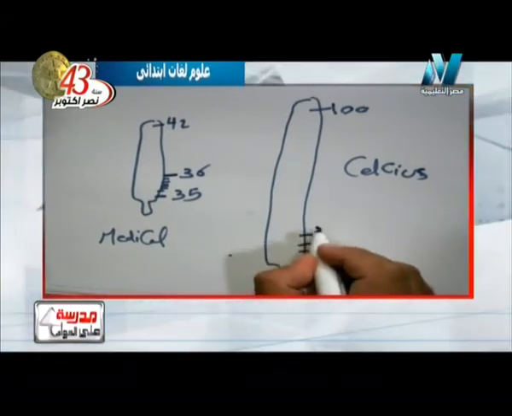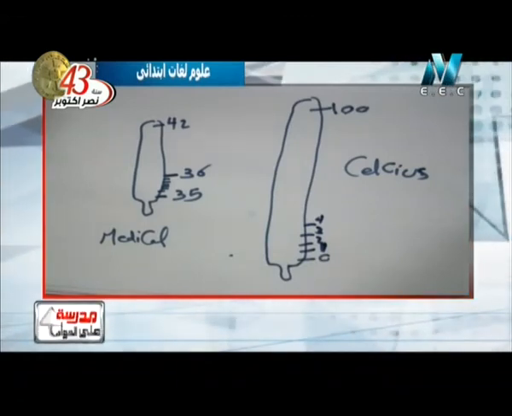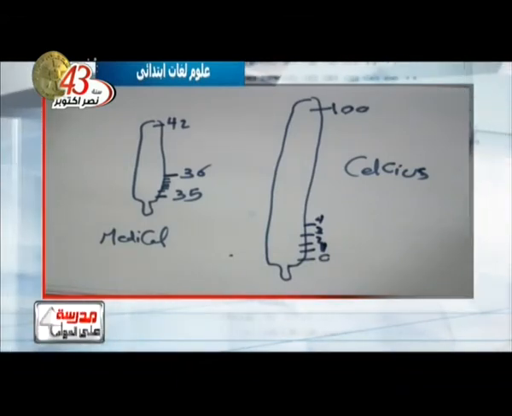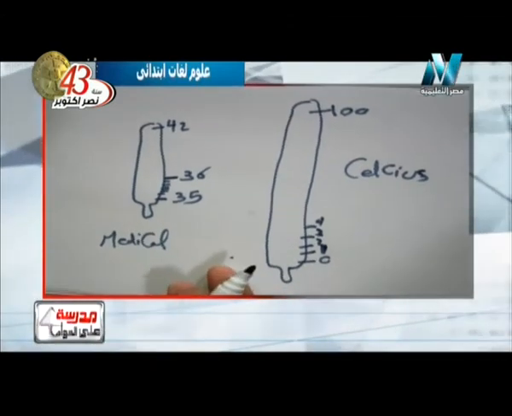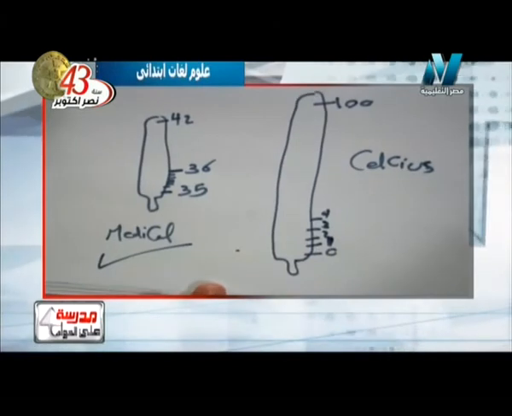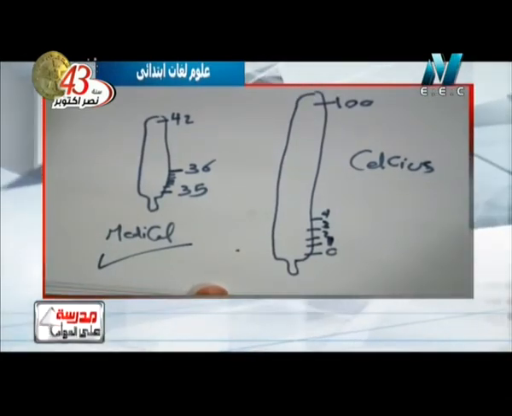So the question now: which one of them is more accurate for measuring the temperature of the human body? Surely you can answer this question very easily. It's the medical one. Why is the medical one more accurate? Because each degree is divided into 10 parts.